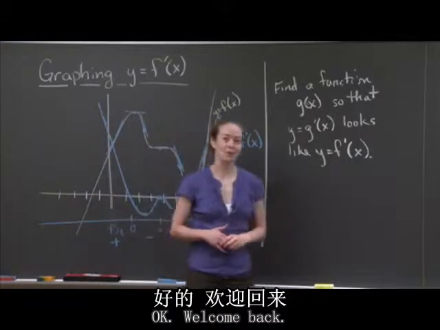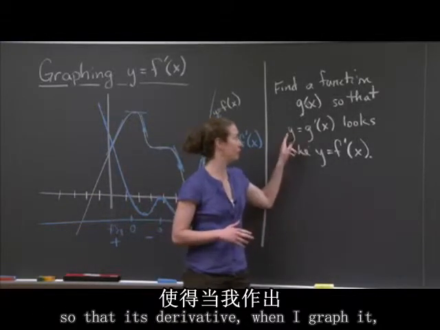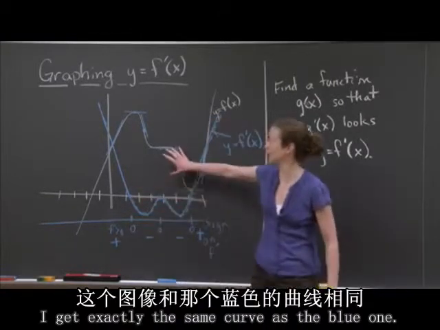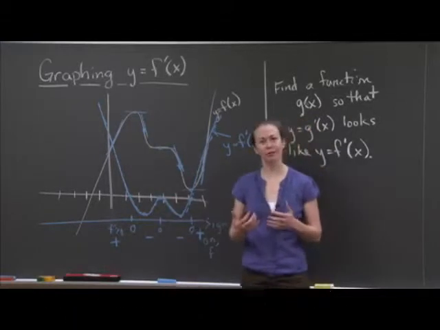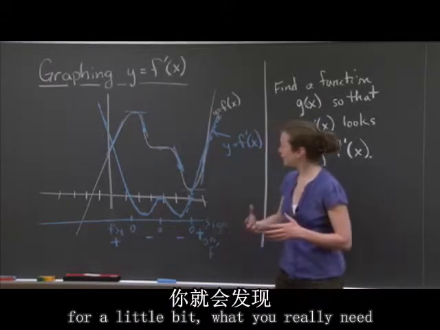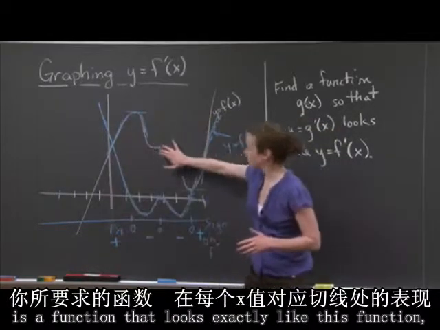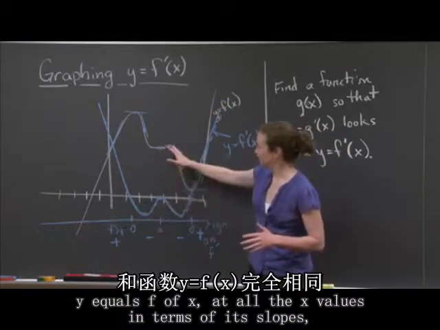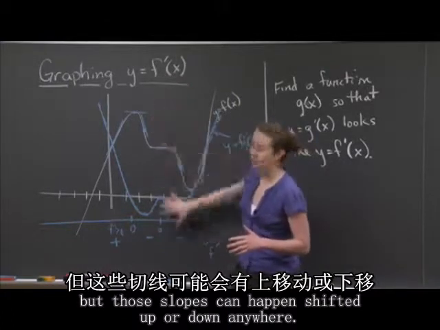Okay, welcome back. So what we're looking for is a function g of x so that its derivative, when I graph it, y equals g prime of x, I get exactly the same curve as the blue one. And the point is that if you thought about it for a little bit, what you really need is a function that looks exactly like this function y equals f of x at all the x values in terms of its slopes, but those slopes can happen shifted up or down anywhere.